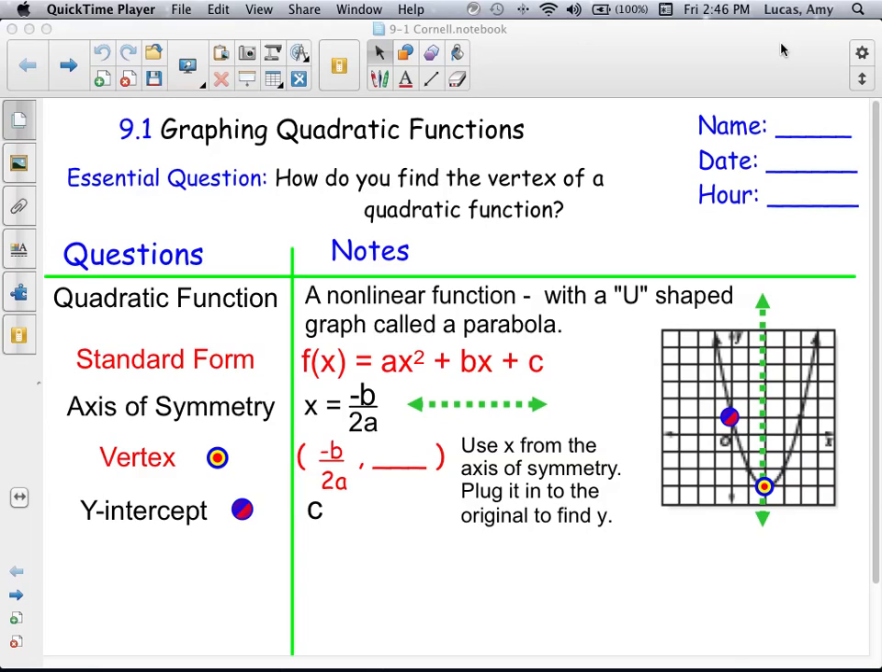Lesson 9-1, Day 1, Graphing Quadratic Functions. Our essential question is, how do you find the vertex of a quadratic function? We have 5 new vocab words today.